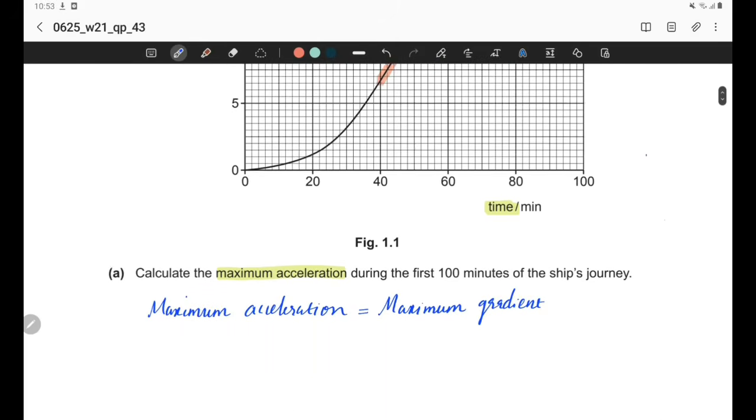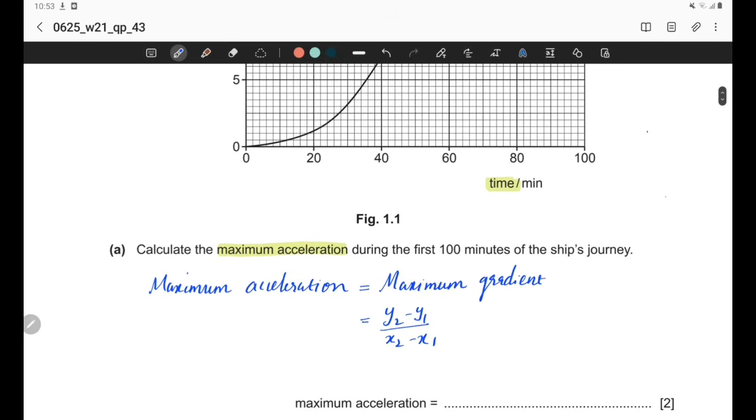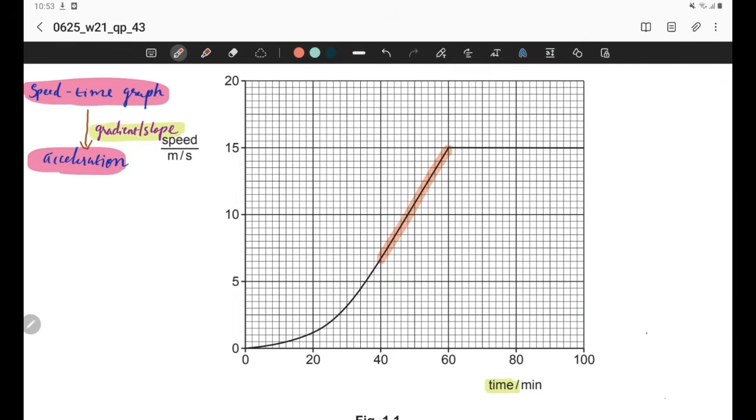Therefore, we can find the gradient of the graph during the section 40 to 60, and the equation of gradient is y2 minus y1 over x2 minus x1. So now we can find the values of y1, y2, x1, x2 from the graph carefully. First, x1, the starting point of this section on the x-axis, is 40, but we should be very careful that the unit given on the x-axis is minute, but we should always substitute the value in an equation in its standard unit, that is second. So we should convert this minute value to seconds by multiplying the value with 60. So x1 is actually not 40, but 40 times 60. This is the x1 value in seconds.